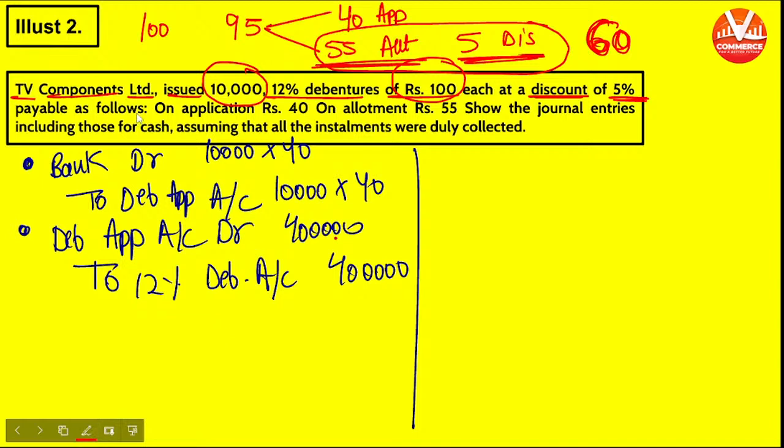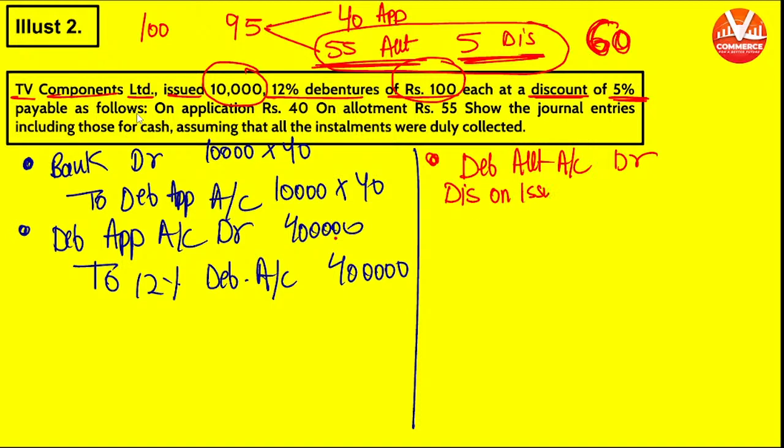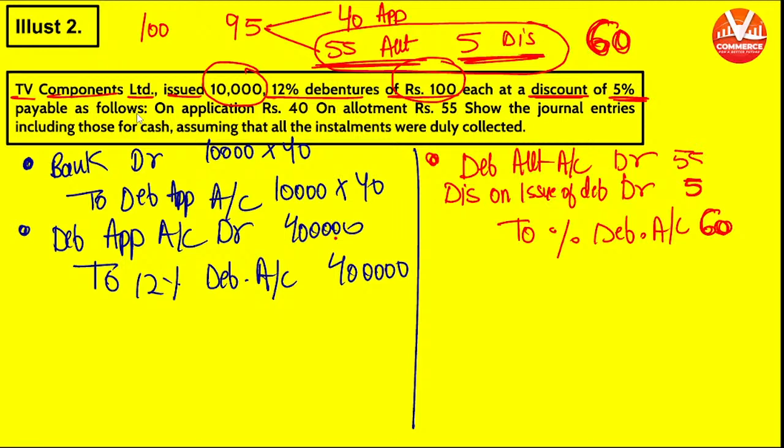Then we will pass the entries for allotment. So first allotment will become due. So debenture allotment account debit. There is discount. So discount on issue of debenture debit to 12% debentures account. Now this is 60. Discount is 5. Allotment is 55. So debenture allotment debit 55 multiplied by 10,000. Discount debit 5 multiplied by 10,000. To 12% debenture 60 multiplied by 10,000.